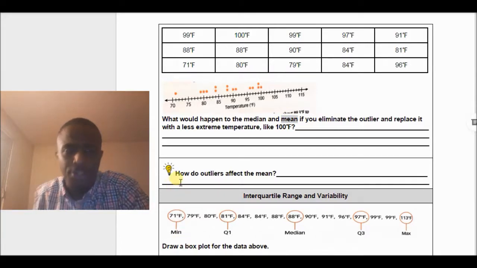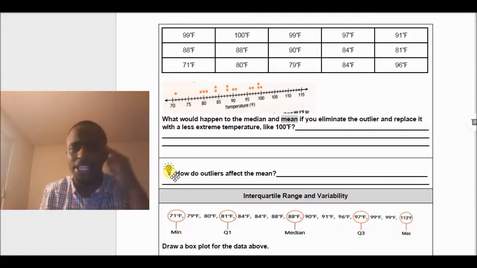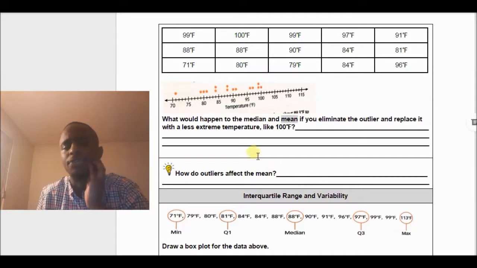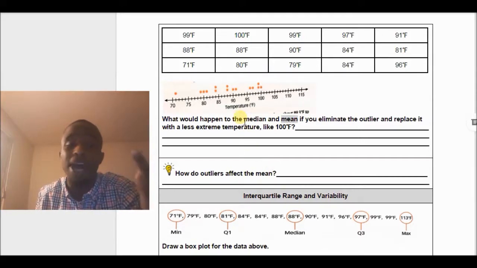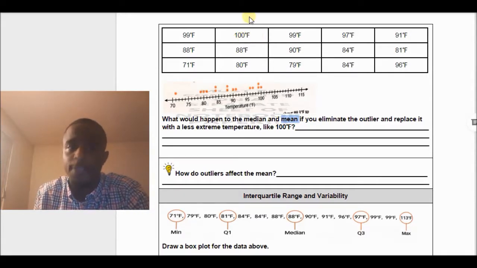I also want you to answer this question right here, and it's a thinking question, so you really need to use your brain on this one: how do the outliers affect the mean? And so the first step, and this is going to take you about a good 5 minutes to do, you need to calculate that median and that mean, and then answer the question on how do the outliers affect the mean after we've replaced the 113 degrees, which was our extreme temperature, with 100 degrees.